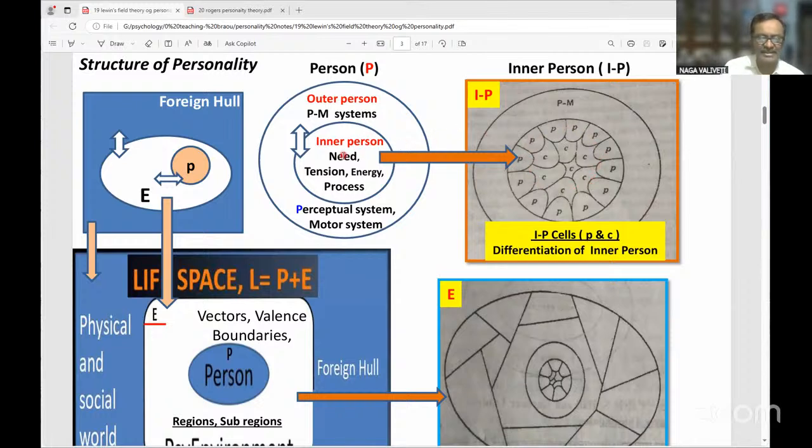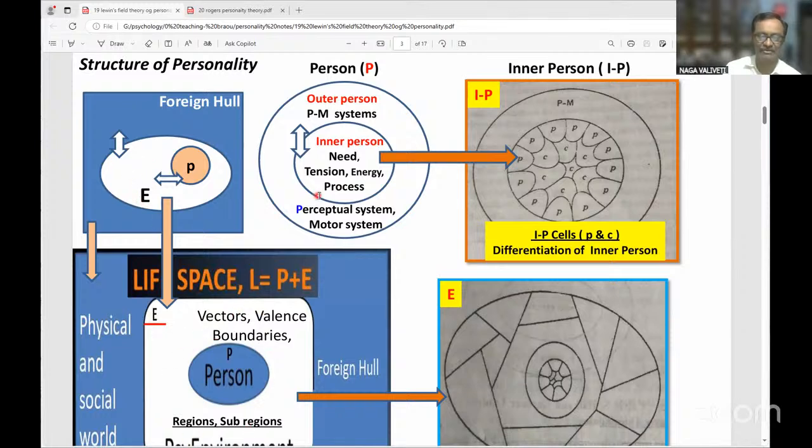Now I am coming back. This person is differentiated as outer person and inner person. The inner person is having a need, energy, tension, and psychological processes like thinking, understanding, analyzing, decision making, forgetting, remembering. Every psychological process is in the inner person. Need is also there. How to achieve, the plan, is also there. Please remember, for this plan, the obstructions and encouragements are there in the psychological environment.